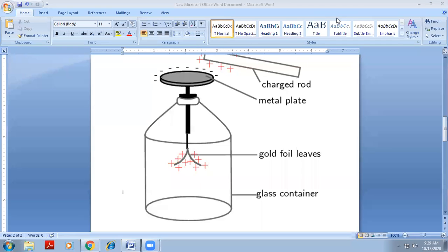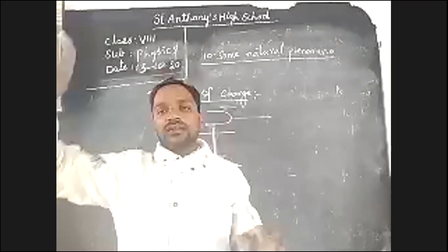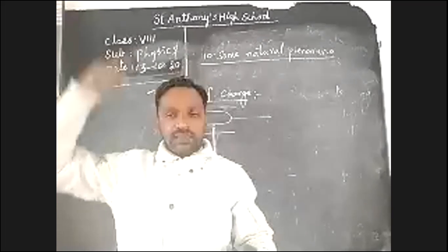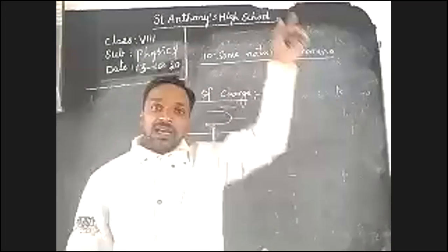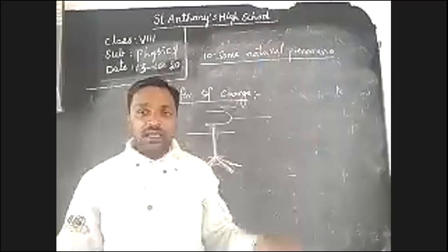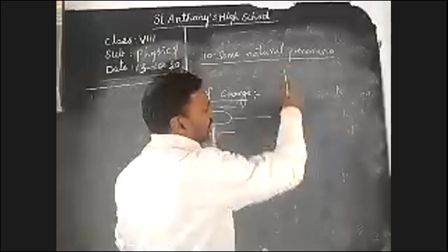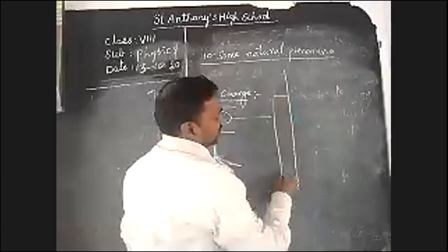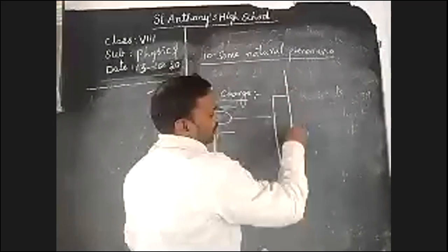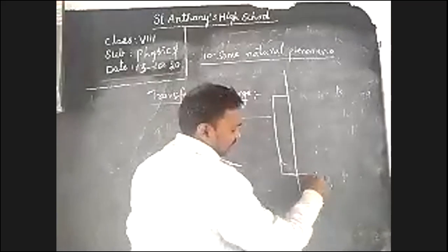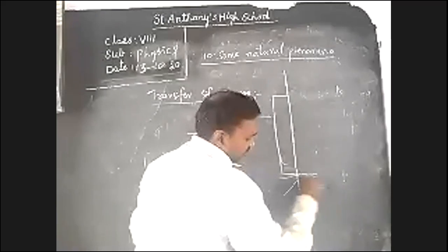Whatever the excess charges are, whenever there is thunder, that is lightning in the sky, all buildings will have rods. Like this, the building will have a rod which is taller. Suppose this is the height of a building. We are having a big rod or pipe, and suppose this is the earth.